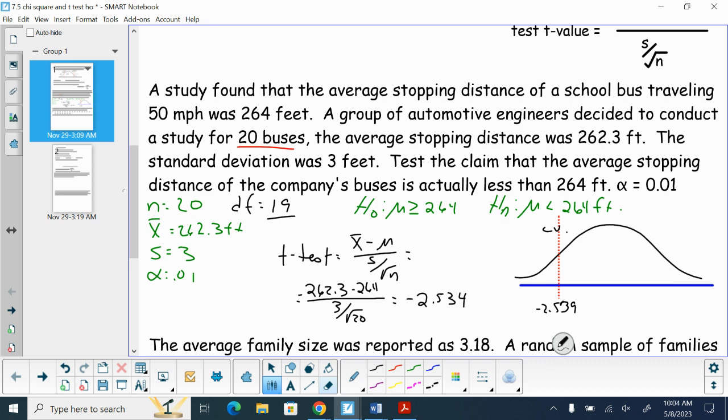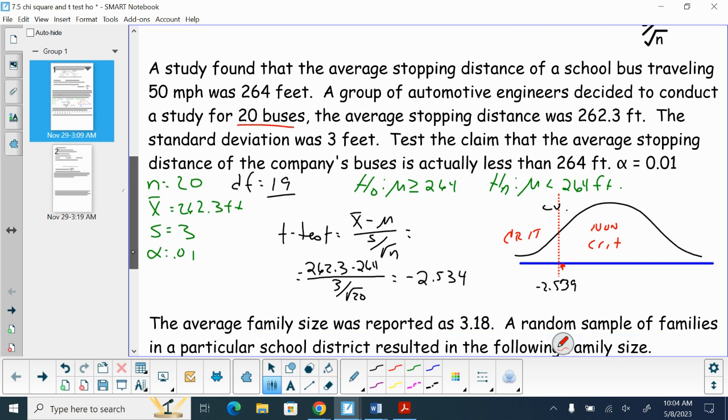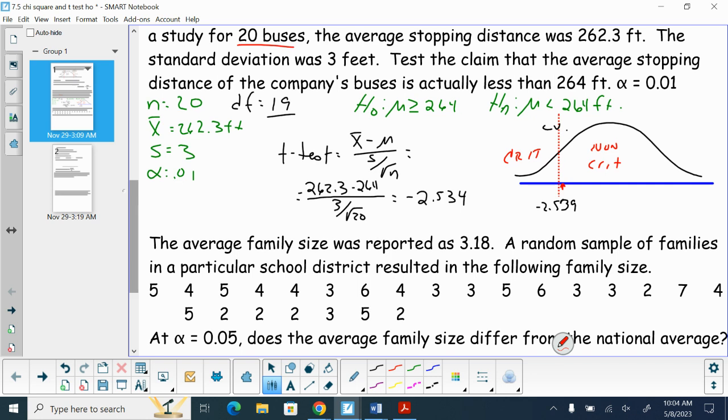2.534. Yes, no, maybe so. Which puts us right next to our critical value, but we are in a non-critical region. We have a critical region there, and we fall into a non-critical region. So since we fall there, we fail to reject.